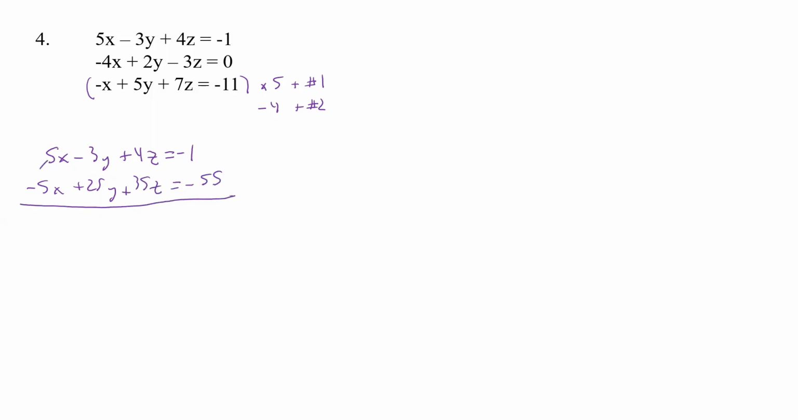All right, and so that and that cancel, and we can add the rest, and we just have y's and z's. Now let's do the same thing for the next one. So we have the -4x plus 2y minus 3z equals 0. And now we're taking a -4 times this row. So -4 times -1 is going to be 4x. And then we're going to have a minus 20y. And then that's going to be a minus 28z. And that equals positive 44.